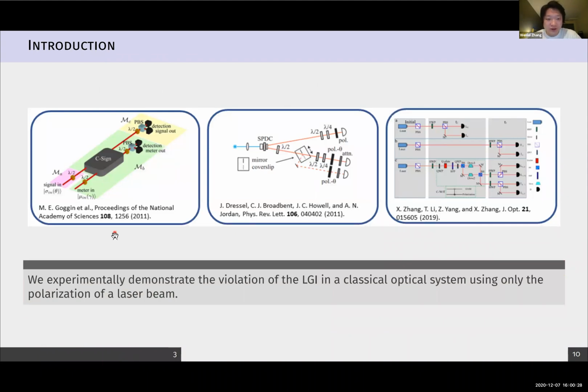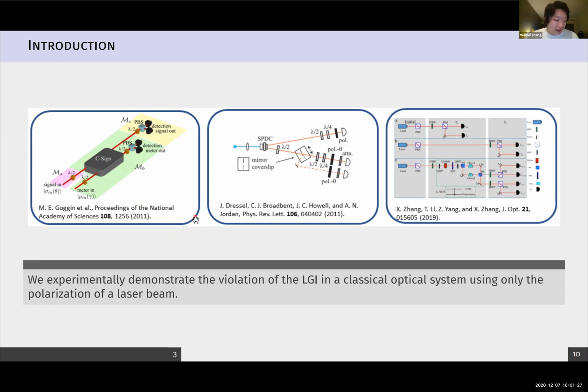Here I'm showing a few examples of previous experimental violations of the Leggett-Garg inequalities in optical systems done by other groups. The first two examples were done with single photons. As you can see from the setup, they have an SPDC crystal. Now, single photons are far from macroscopic objects. So in my opinion, using single photons to test for macroscopic realism is not very satisfying, because even if a microscopic system violates macroscopic realism, that does not necessarily tell us anything about how macroscopic systems should behave.